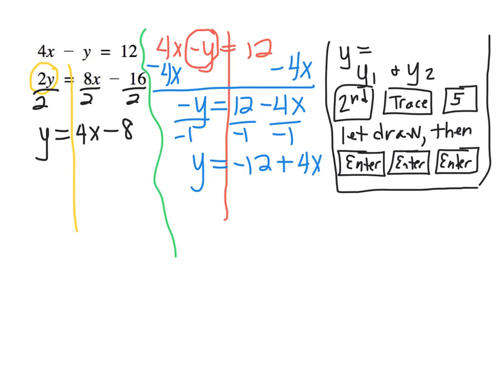Now when I do that and I press second trace 5 and I let it draw, I can already kind of look at it and know that I've got probably a problem coming up because it looks to me like the lines are parallel. And when I press enter, enter, enter, it gives me an error, no sign change. That error, no sign change is telling me either my lines are parallel or I couldn't see the intersection in the screen of my calculator. Well, I already knew from looking at it they were parallel, so my answer to this is no solution because the lines are parallel.